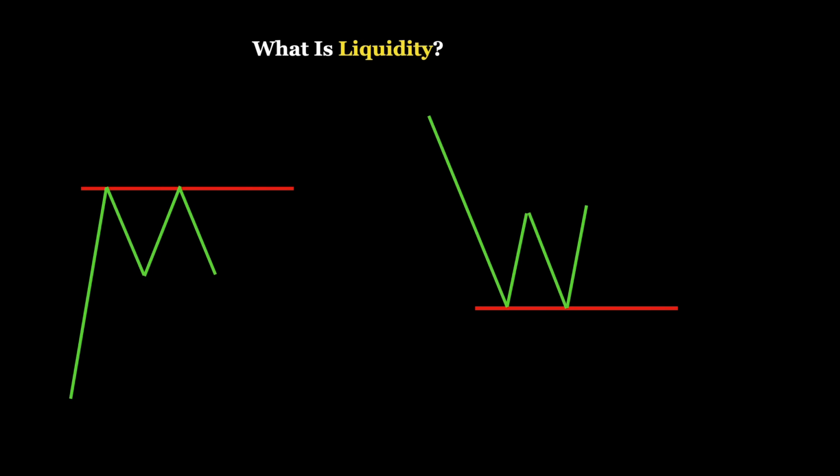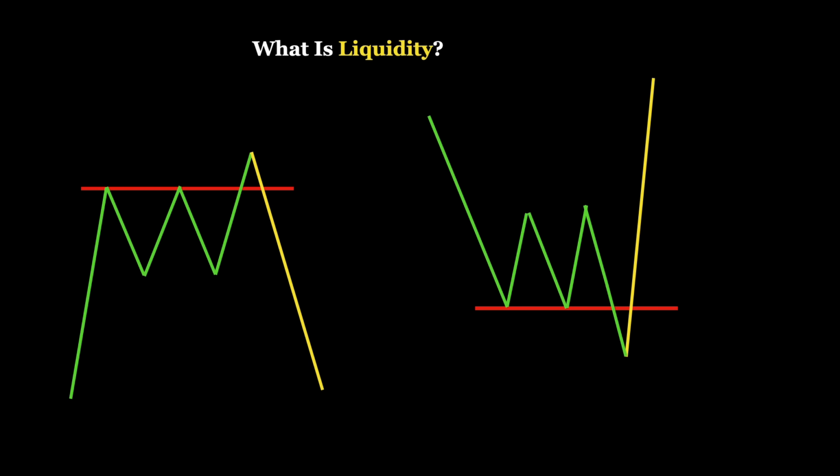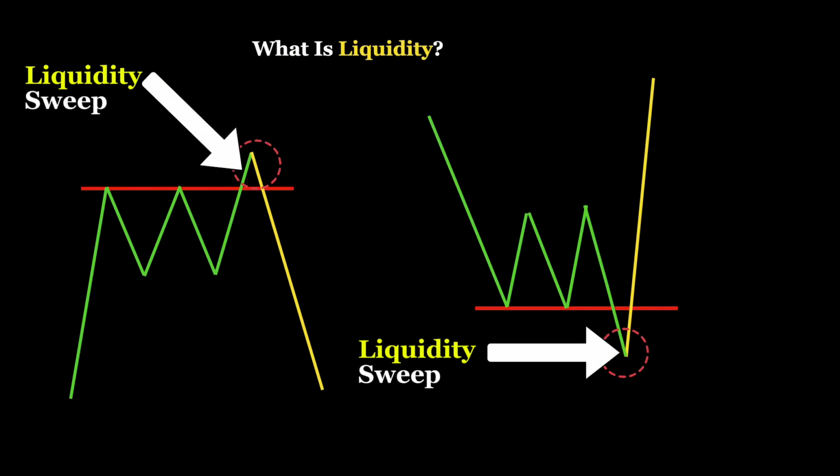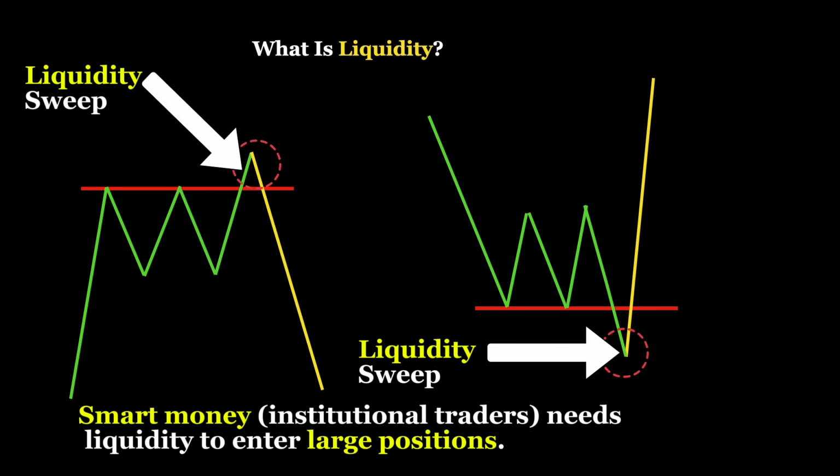A liquidity sweep happens when price spikes above a previous high or drops below a previous low just long enough to trigger those stop losses, and then quickly reverses. Why does it happen? Smart money.